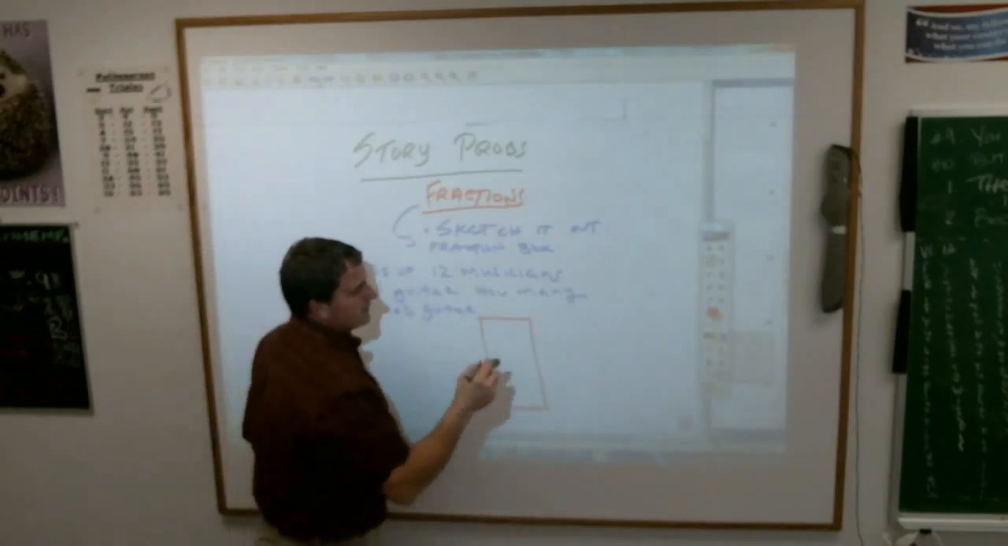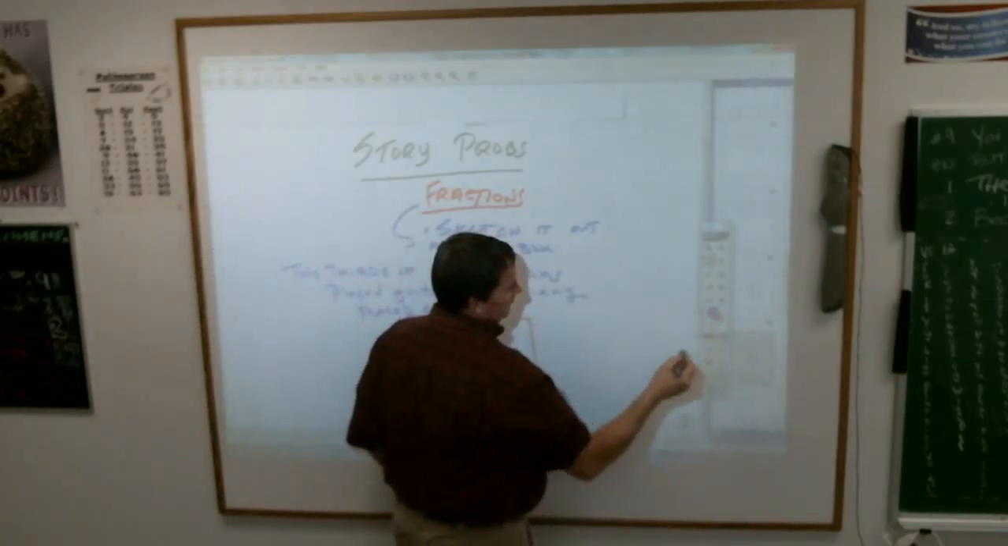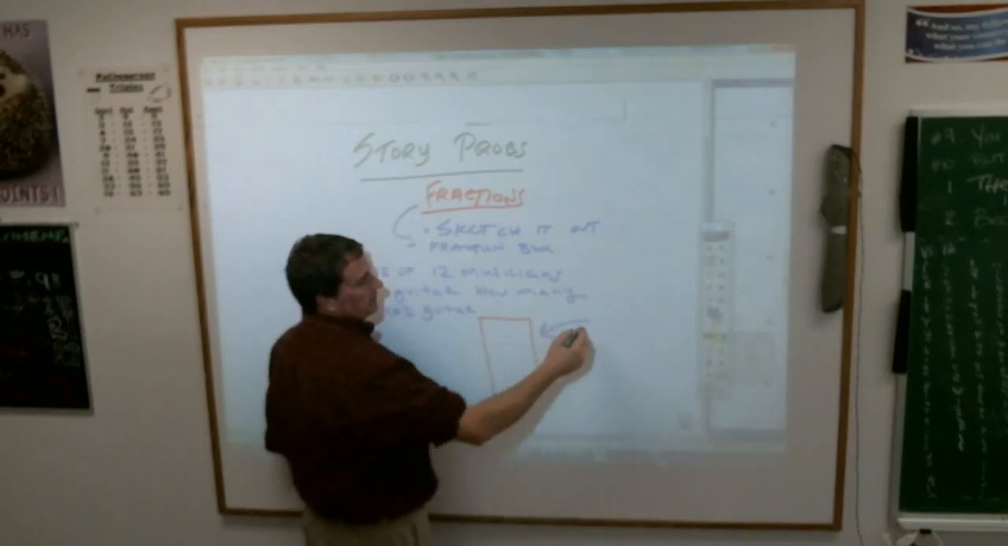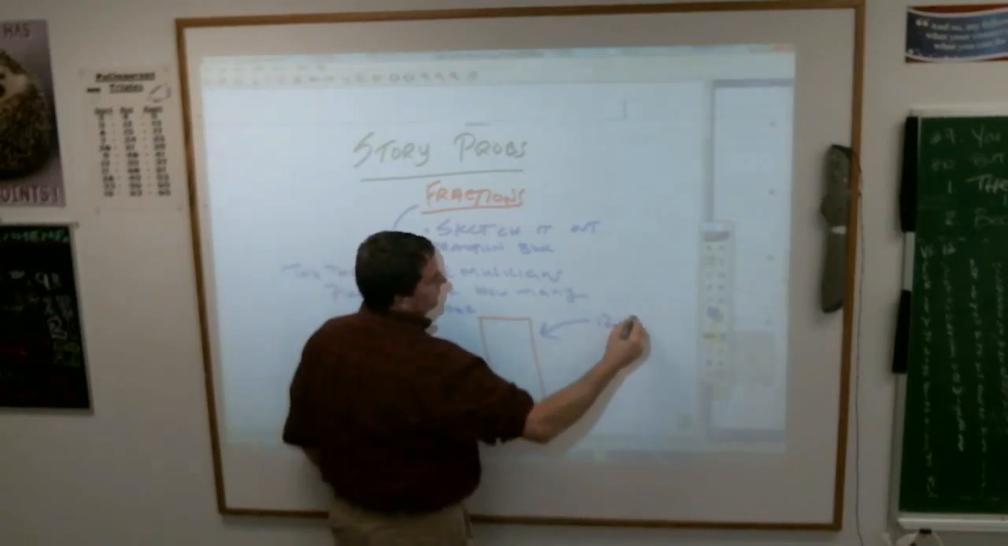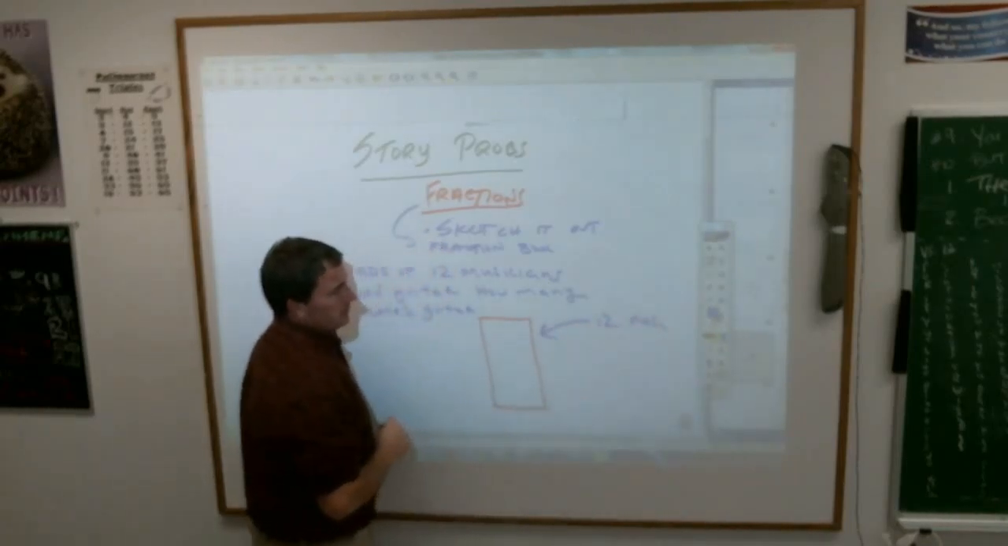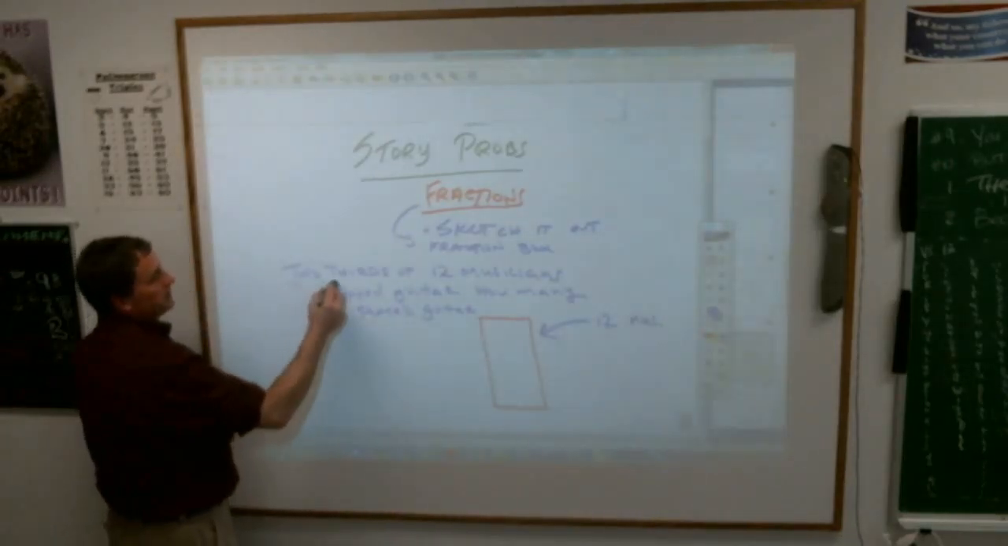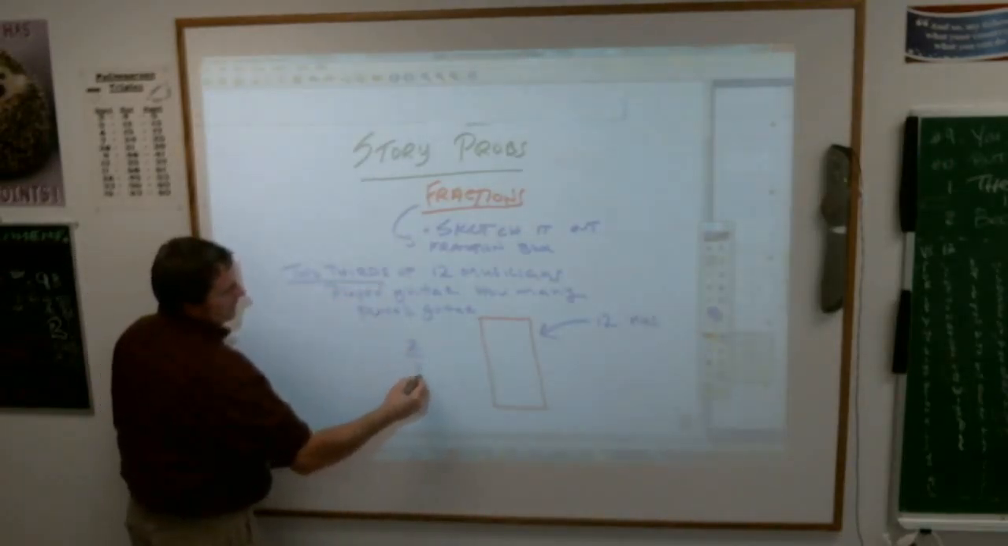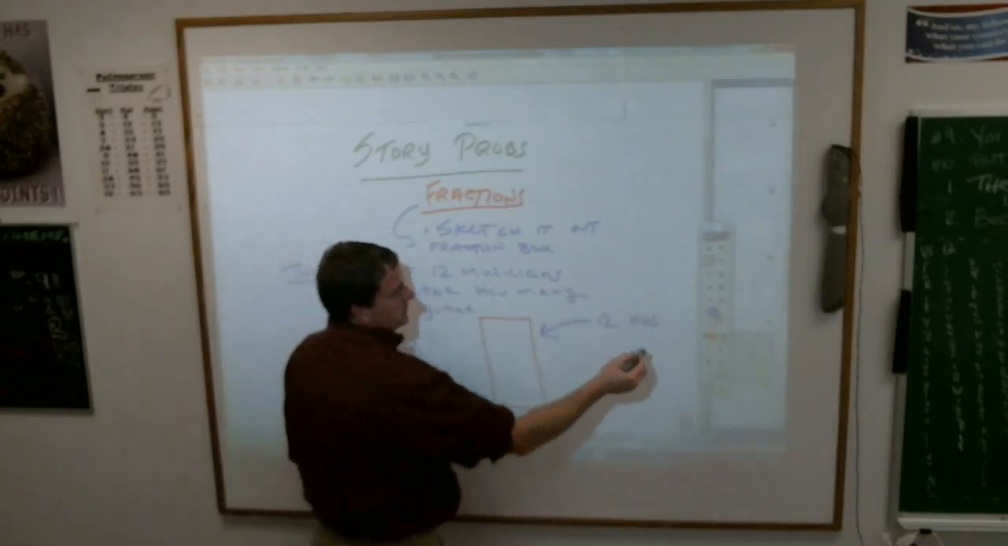All right. What does this box stand for? Well, it stands for all the musicians. How many musicians are there? This box stands for 12 musical people. Okay. What is the fraction I'm looking at? 2/3. So the bottom number of the fraction tells me what?